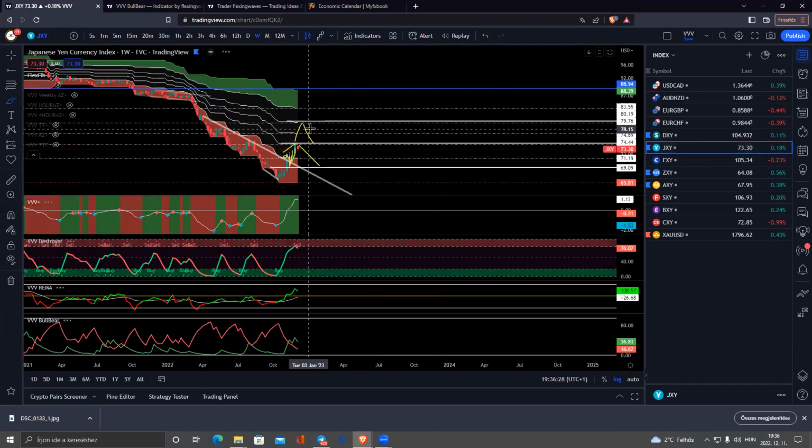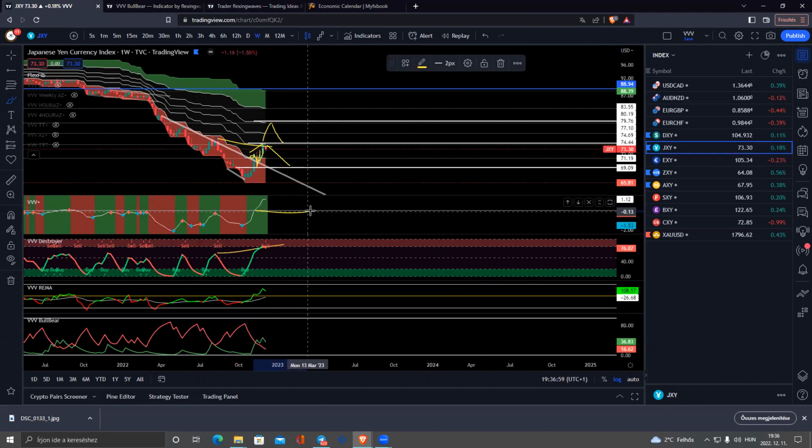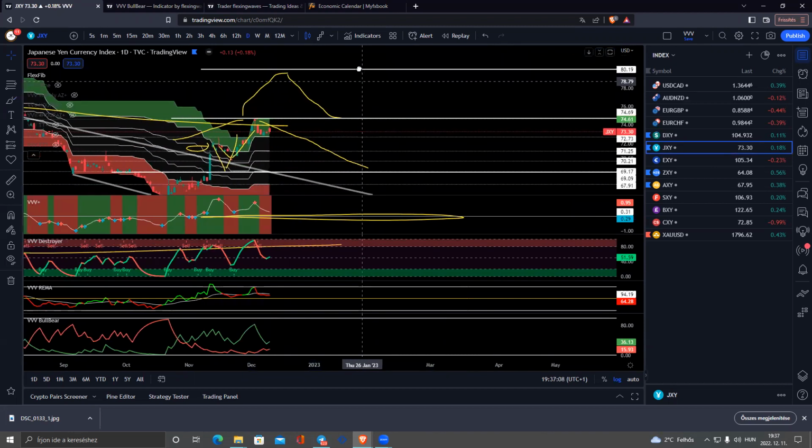Okay. Let's see the EXY. The EXY looks like it's bouncing from this area. We weren't able to break. Okay, so the next thing is actually back a down movement, and we see a big divergence on the destroyer, but we are above the zero line. So this will mean we're gonna have a correction.